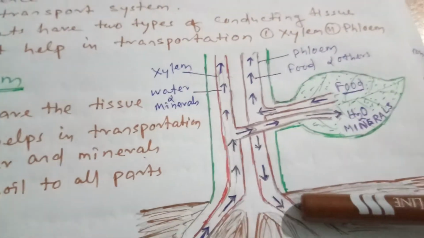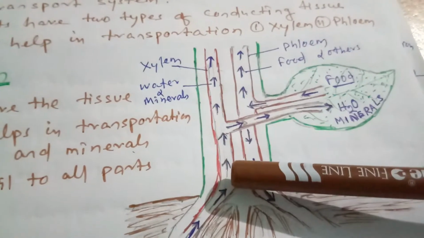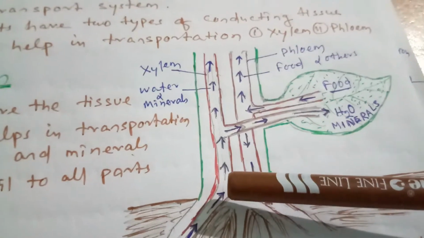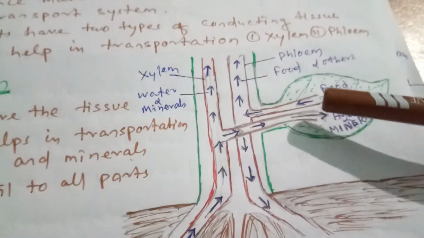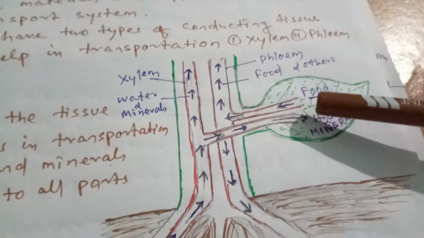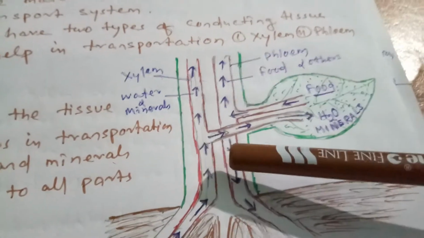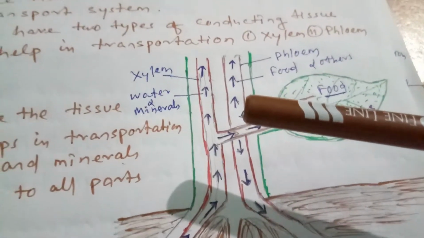downward directions. That means xylem is a conducting tissue that carries water and minerals from the soil to all parts of the plant body, but phloem carries the synthesized food and some other substances to various parts of the plant, whether in downward direction, upward direction, or lateral directions.